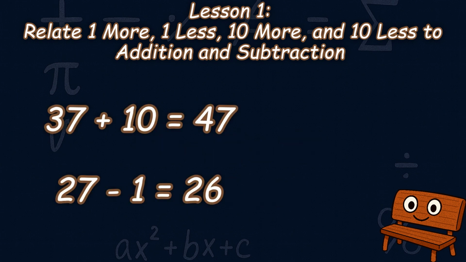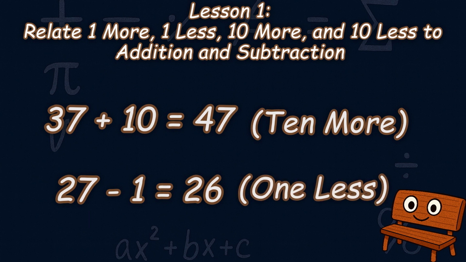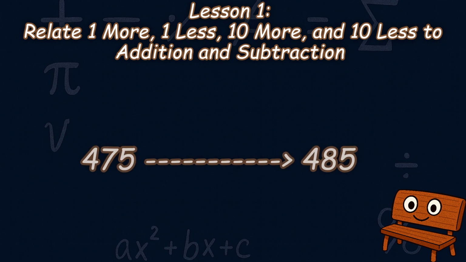If we have 37 plus 10 is equal to 47, and 27 minus 1 is equal to 26, which will each of these examples show? Well, 37 plus 10 equals 47 will show that we got 10 more. And 27 minus 1 equals 26, that'll show us that we got 1 less. Try this example. If you have 475 and your next number is 485, what did it take to get there? Was it more? Was it less? And did you use your ones, tens, or hundreds?